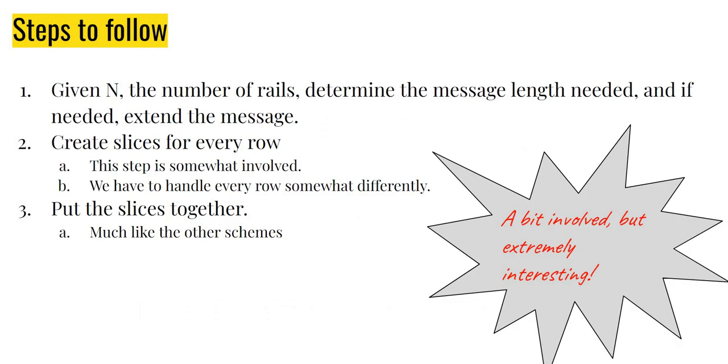Now basically the steps that we are going to follow at a broad level are, we are going to find out if we need to extend the message length. So what is the message length that we need given the number of rails? We take n as the number of rails, and we determine if we need to extend the message. Next, we will create slices for every row. Now this step is somewhat involved because every row has a little bit of a different logic, but there's a pattern that follows. We'll make use of that. And finally, we'll put all these slices together, row by row.